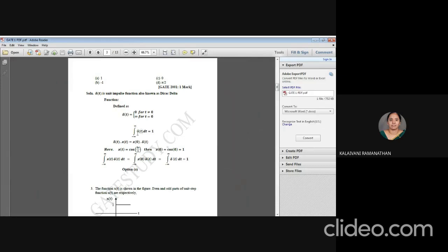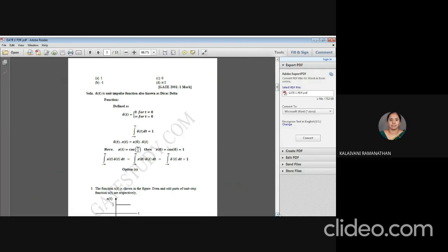And you can also note down that integral from minus infinity to infinity of del of t dt equal to 1, and del of t into x of t is equivalent to x of 0 into del of t. So here you have x of t equivalent to cos 3t by 2. Then x of 0 is equivalent to cos of 0, which is equivalent to 1. So in this case, the option is provided at A. So you have to choose option A.